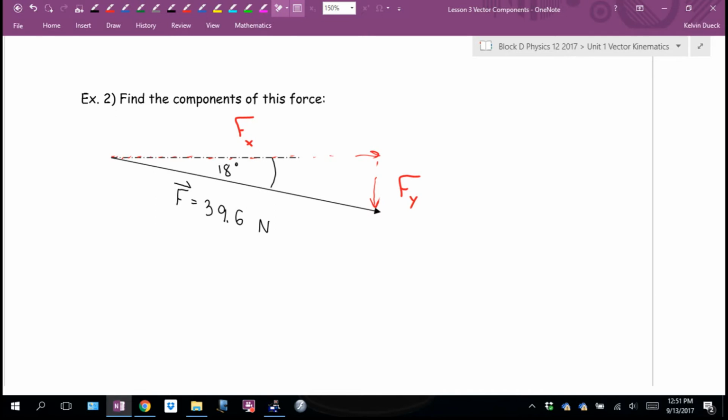Caleb, what do you want to find first, Fx or Fy? Doesn't matter. Fy. You want to find Fy? Can you tell me Fy, opposite, adjacent, or hypotenuse? It's opposite. It is. What about that 39.6? Yes.